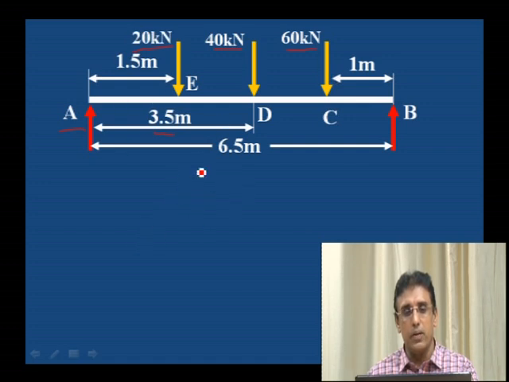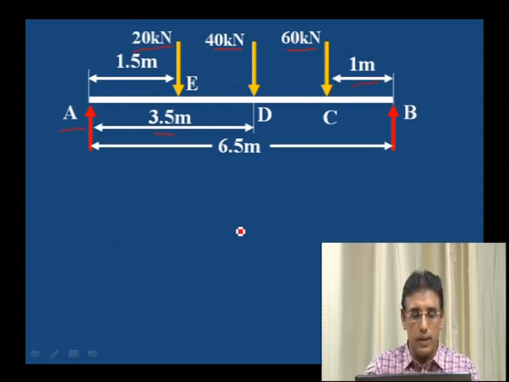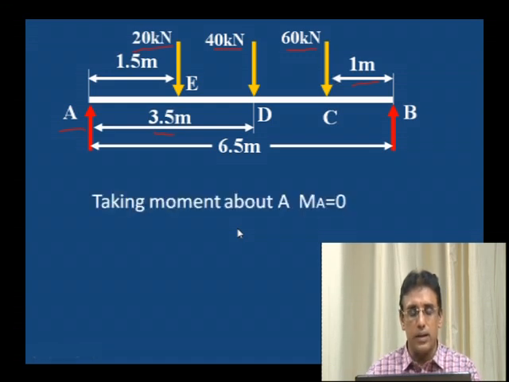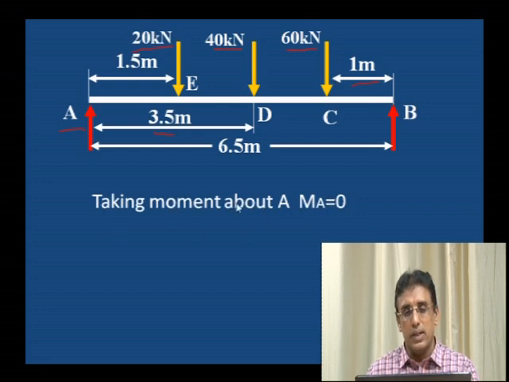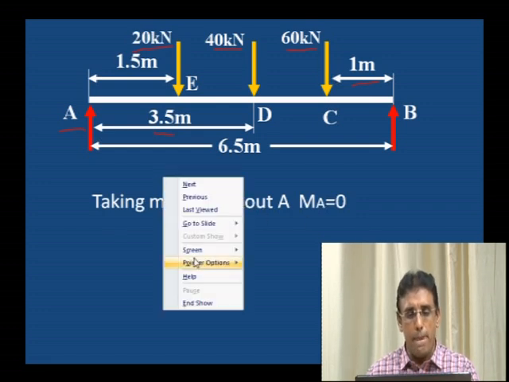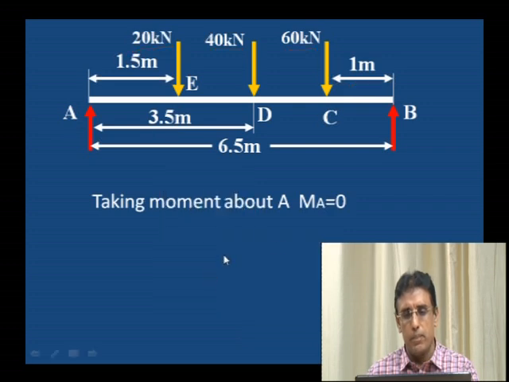It is not symmetrical loading, you can observe, because this load is not acting at the center, and this is also not exactly 1 meter from the right side. Therefore it is not symmetrically loaded. That is why we have to calculate the reactions at RA and RB by taking the moment. Taking moment about A, sigma MA is equal to 0.